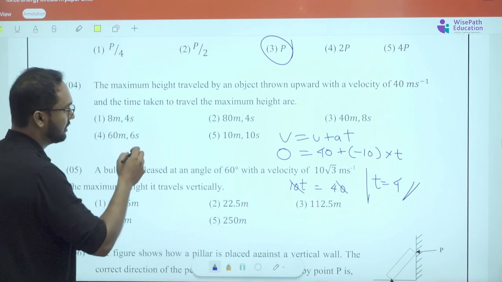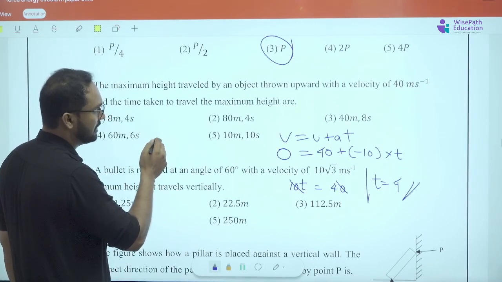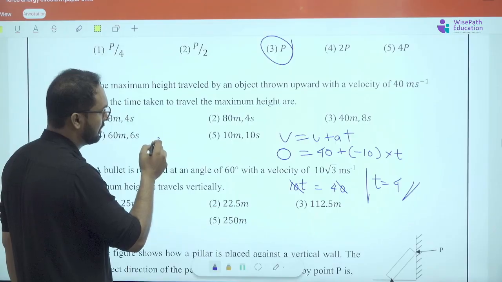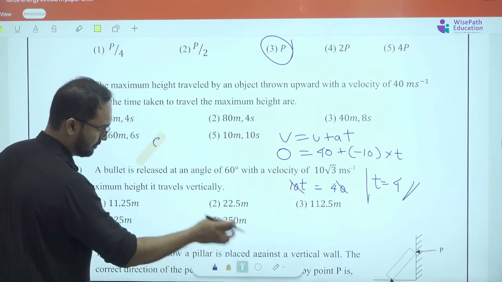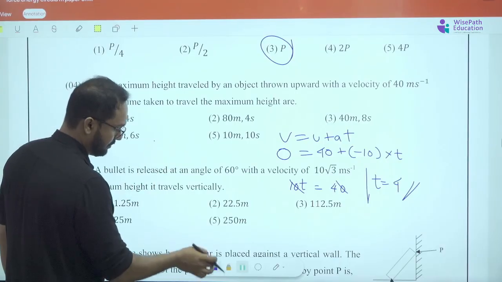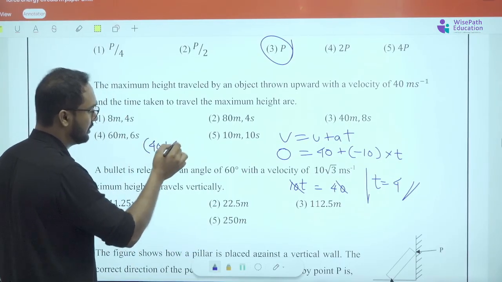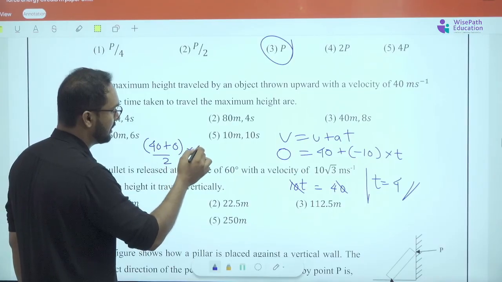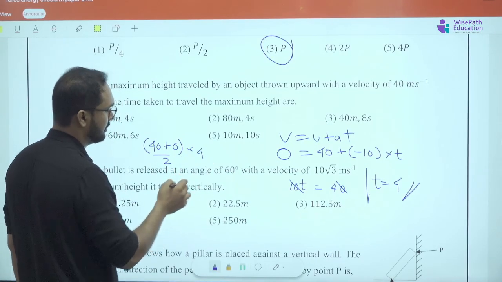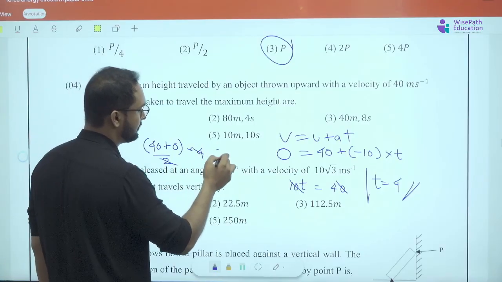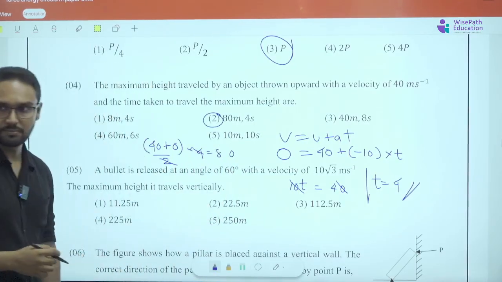If you're applying, the easy one is, I think, (u plus v) over 2 into t. So u is the initial velocity, that is 40. That is (40 plus 0, the final velocity) divided by 2, multiplied by time, which is 4. So it's 80. Answer is 2.